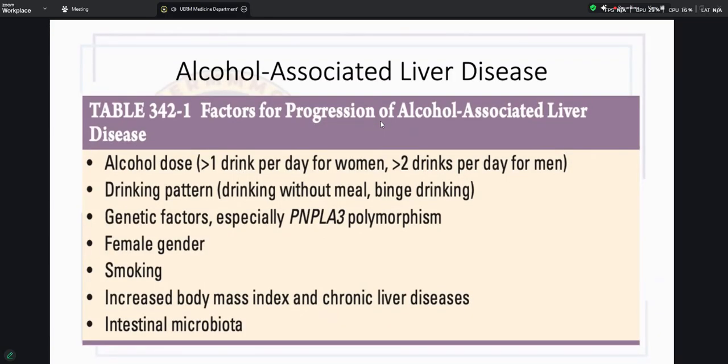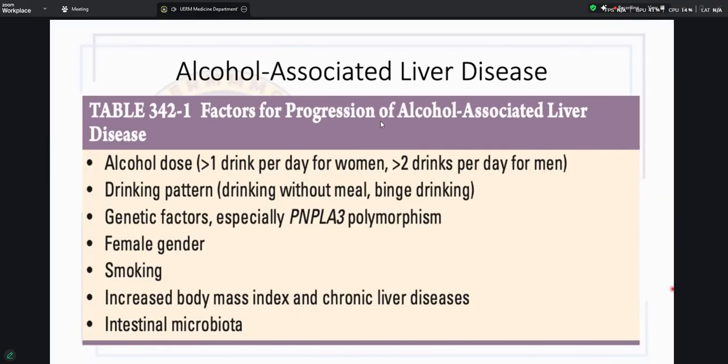Among patients with significant alcohol intake who develop hepatic steatosis, only around 10 to 20% will develop progressive liver disease and cirrhosis. And these are the risk factors for progression. The more amount of alcohol intake, of course, the greater the risk. Again, for women, the tolerance is lower, so more than one drink for women and more than two drinks for men would increase the risk of progression.